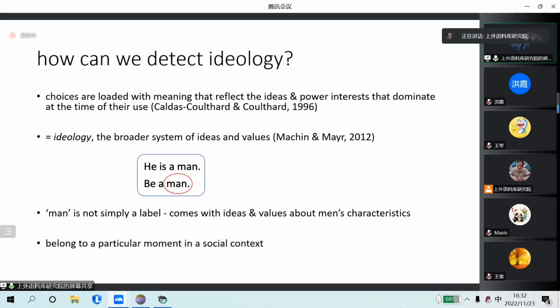So how can we detect ideology? That is really what CDA is looking for. Choices are loaded with meaning that reflect the ideas and power interests that dominate at the time of their use. Ideology here is the broader system of ideas and values. Man, in our example, isn't simply a label, but rather it comes with ideas and values about men's characteristics.